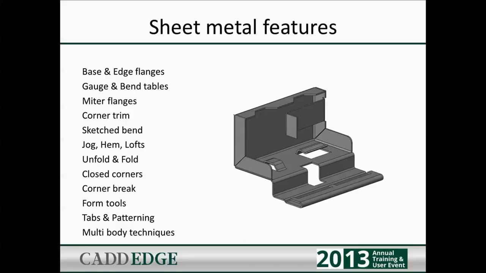So for example, right over here, I would have unfolded here in that flange, put the cut in, and then fold it back up. Actually goes across the bend. Say for example, if I had fixed tooling, that cutout could only be a certain size. We have closed corners to help us clean up our corners, corner breaks, form tools, tabs and patterning, multi-body techniques. There's a lot we have with the sheet metal, and it just keeps getting better and better over the years, adding more functionality, etc.